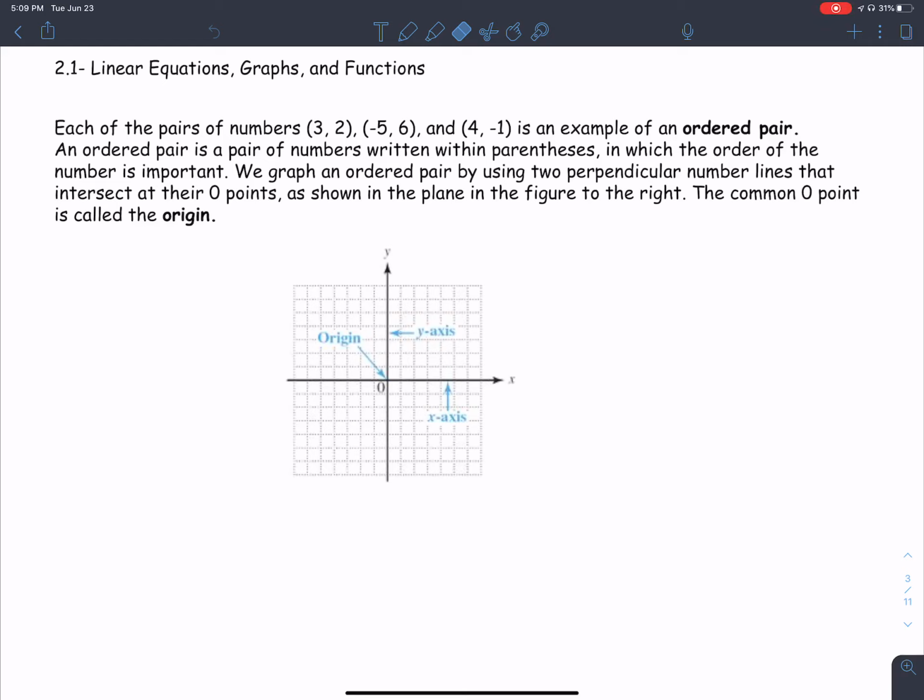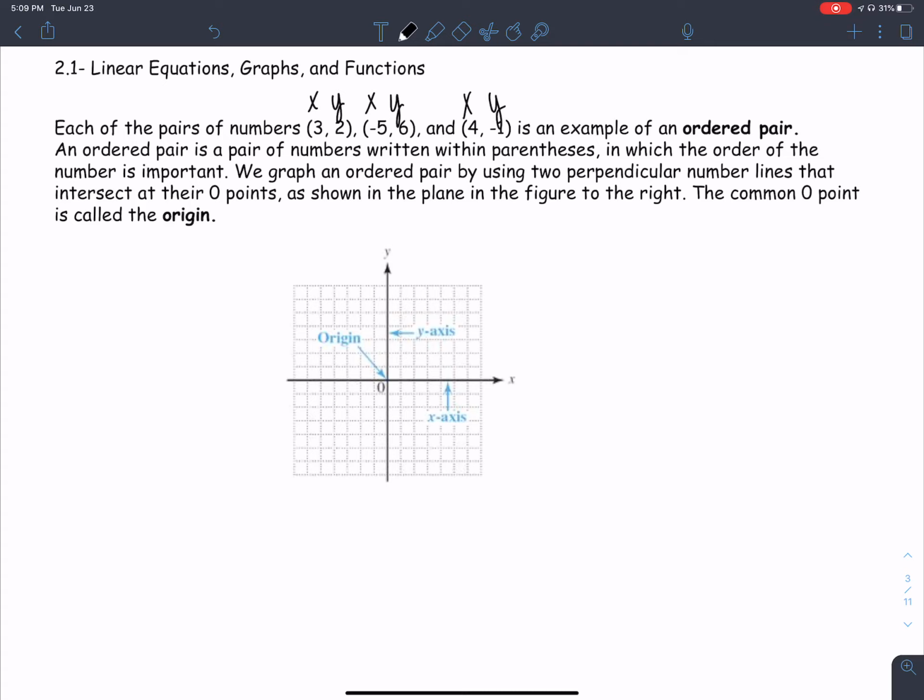Okay, we're going to talk about linear equations, graphs, and functions. So every pair of numbers, (3, 2), (-5, 6), and (4, -1), is an example of what we call an ordered pair. An ordered pair is a pair of numbers written within parentheses, in which the order of the numbers is important. That kind of makes sense, right? Order is important here because they are x and y. These are always x and y.